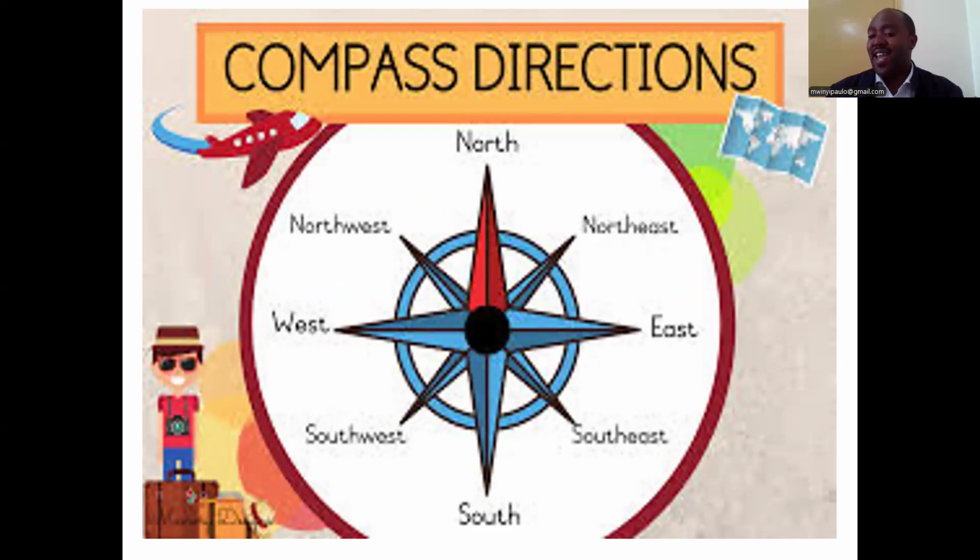Now, that's the 8 points of the compass. With the first 4 points, the cardinal points: north, south, east, and west. And if I can remind you, the arrow of the compass will always point to the north. So the 4 cardinal points are north, south, east, and west.